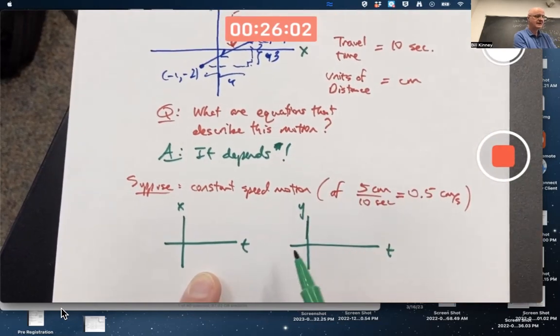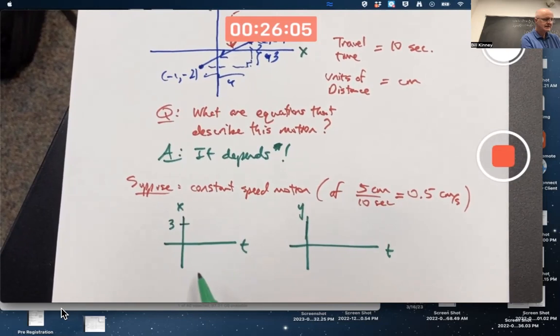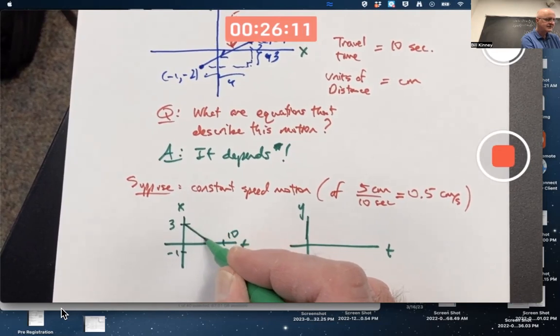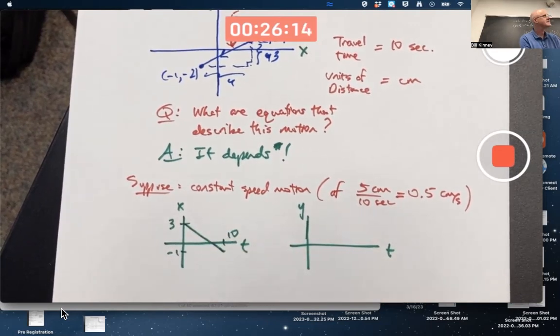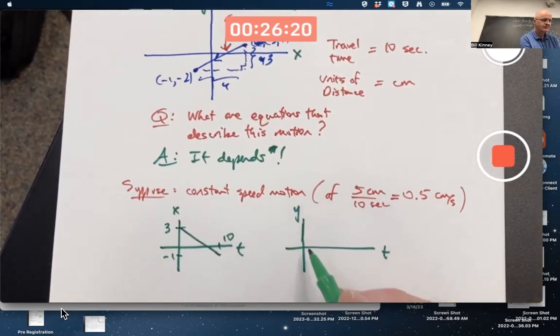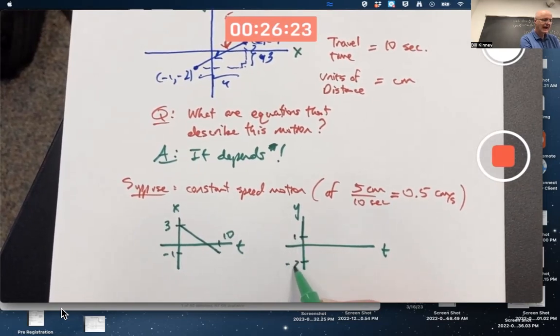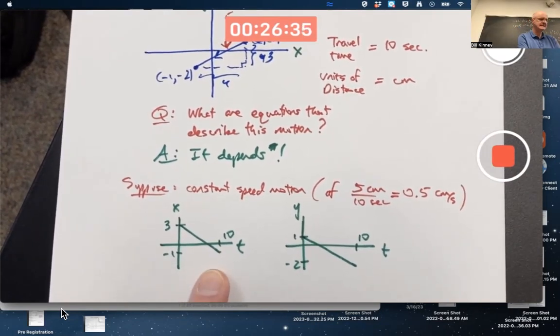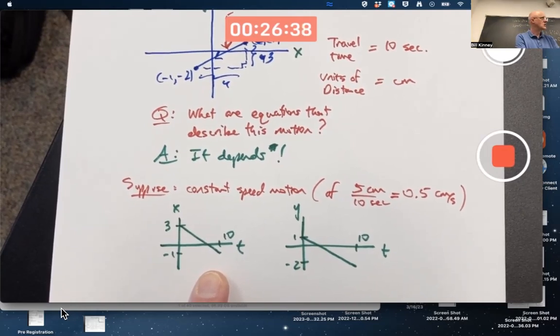X is going from 3 down to -1 as t goes from 0 to 10. The graph of x versus t, it's got to look like that. Y is decreasing from 1 down to -2 as t increases from 0 to 10. It's got to look like that. I'm hypothesizing that using straight lines is what I need to do here to make this a constant speed motion. Seems reasonable, right? That's probably the case.